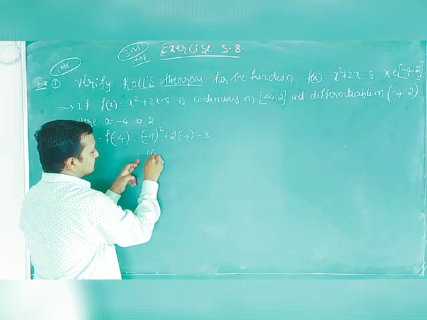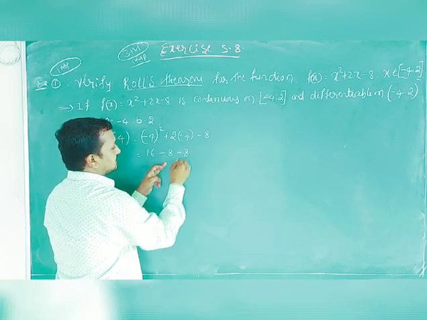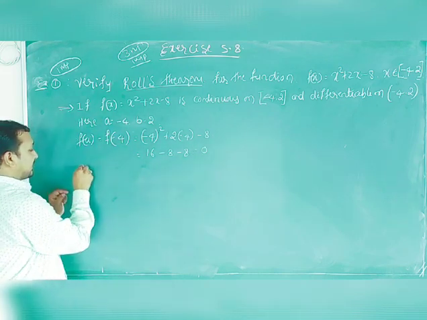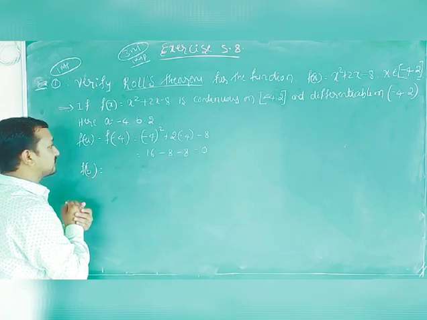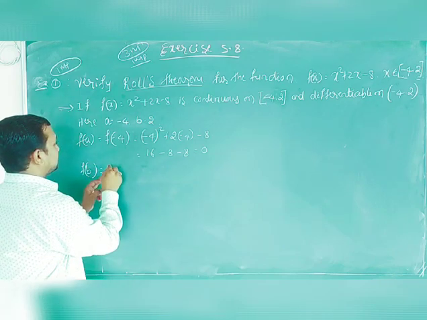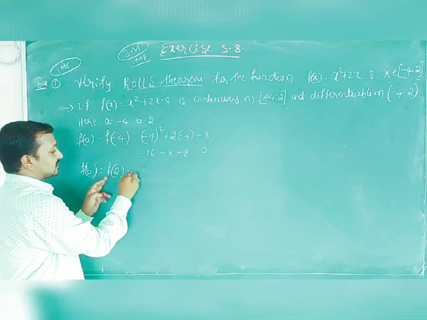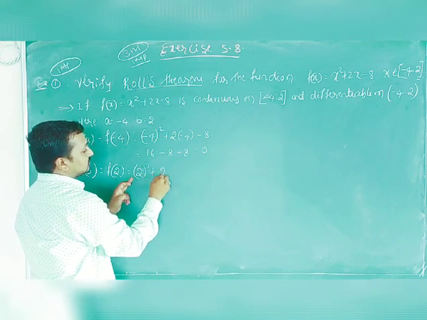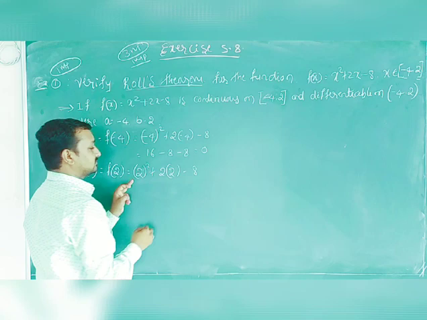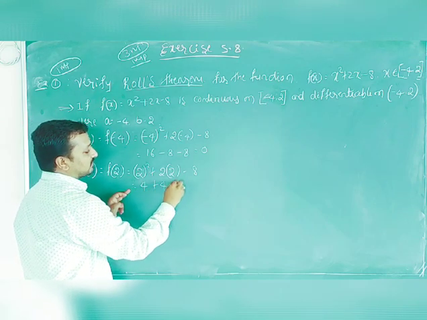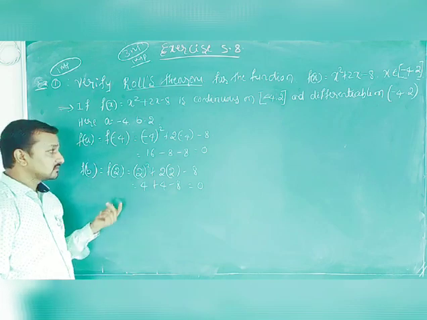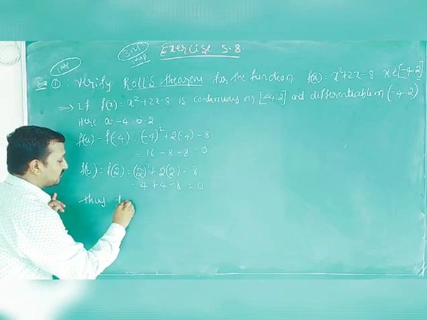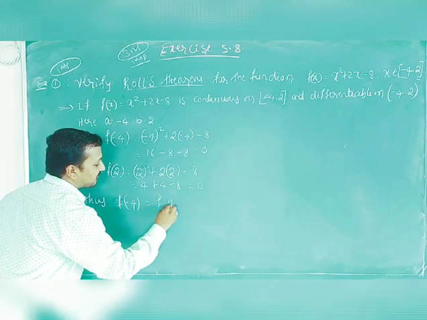So (-4)² is 16, then -8 and -8, so 16 and 16 get cancelled. This is 0. f(a) is 0. And f(b) is nothing but f(2). Instead of x, we write 2² + 2(2) - 8, that is 4 + 4 - 8, which is also 0. Thus, f(a) equals f(b), that is f(-4) equals f(2).